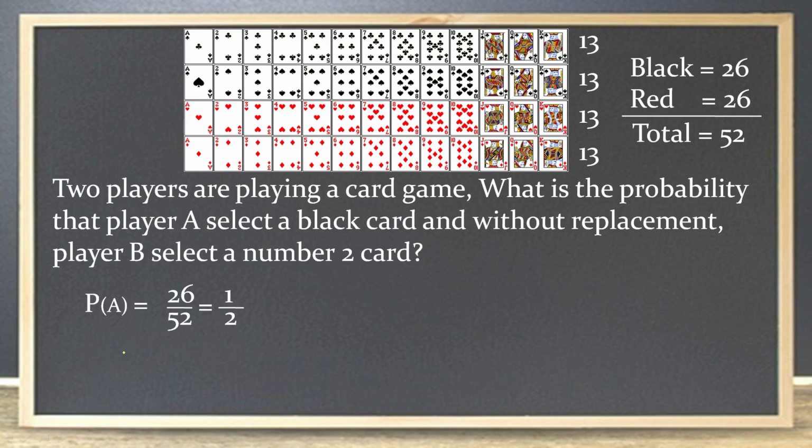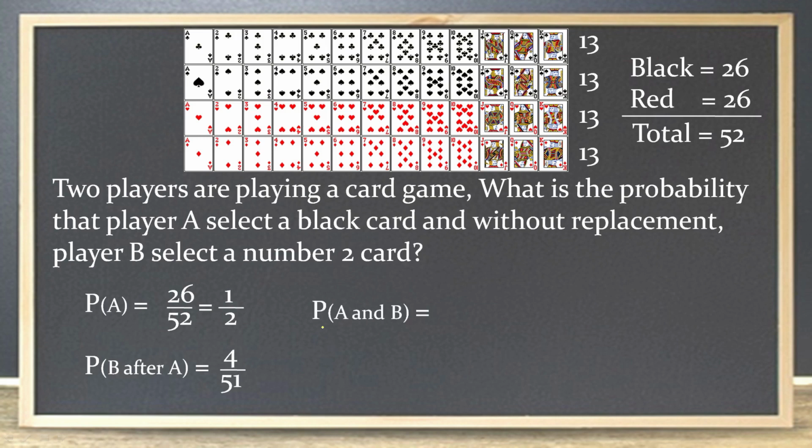And let's also find the probability of player B selecting a number 2 card. Okay, and that is after A has already chosen from this deck. So we now have 51 cards. So the total outcome is now 51 instead of 52. All right, so for selecting a number 2 card, we have 4 suits, and each of the suits has a number 2 card, 1 number 2. So we have 4 number 2 cards. So 4 is the event. So we have now 4 divided by 51. That's the probability for B after A.